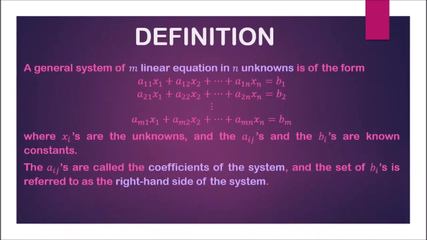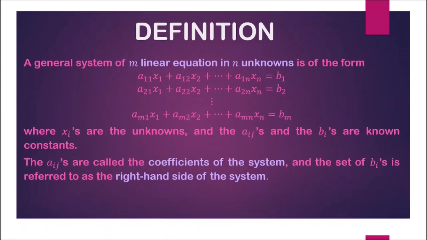A general system of m linear equations in n unknowns is of the following form. Here x1, x2, ..., xn are n unknowns. Aij's and Bi's are constants. Aij's are called coefficients of the linear system and Bi's are called the right hand side of the linear system.